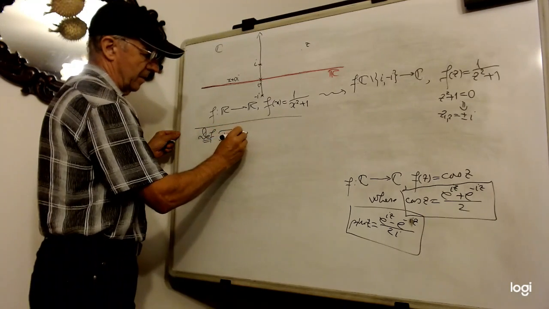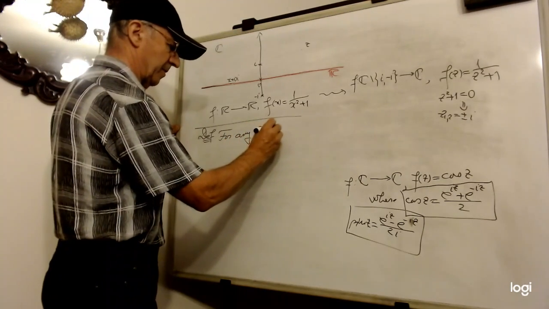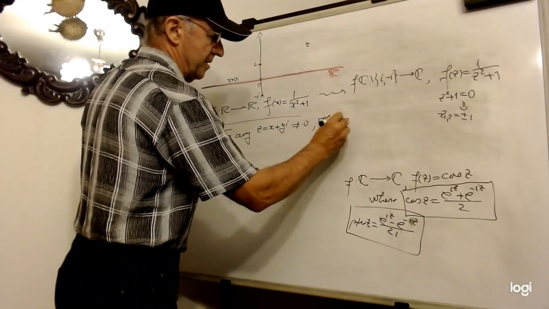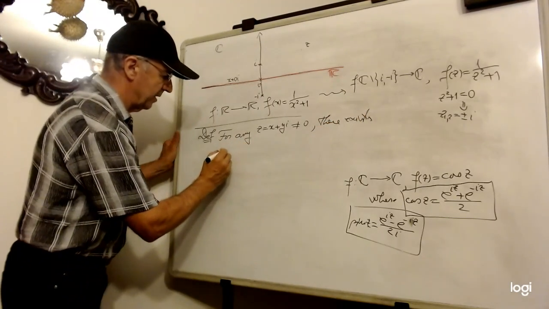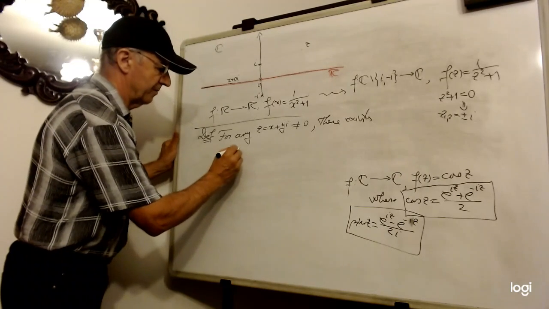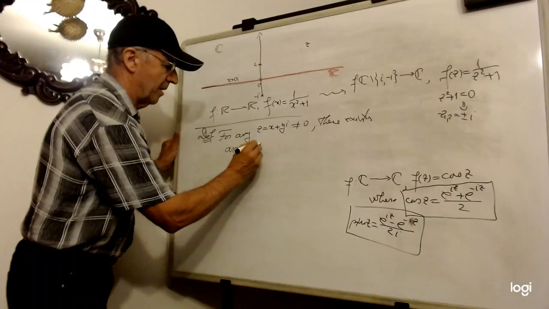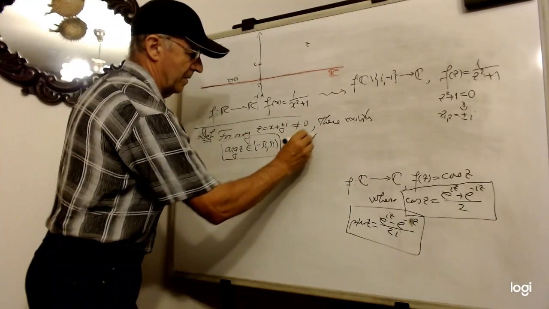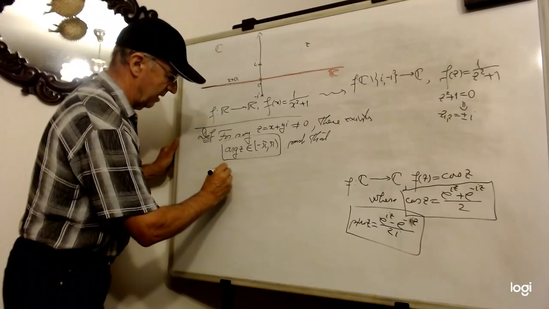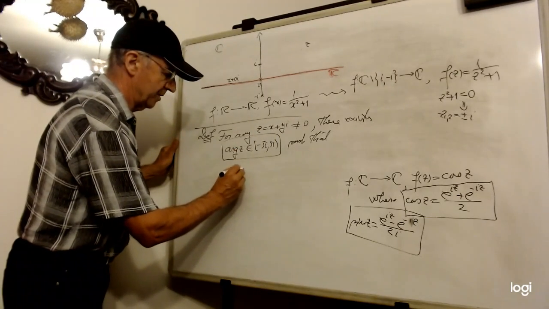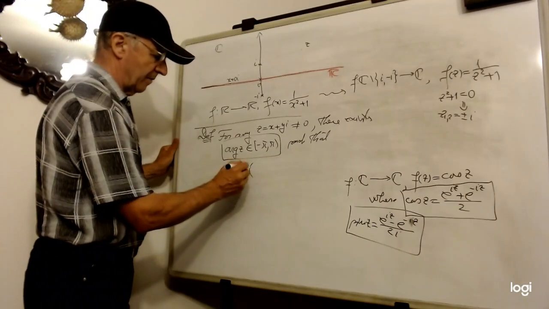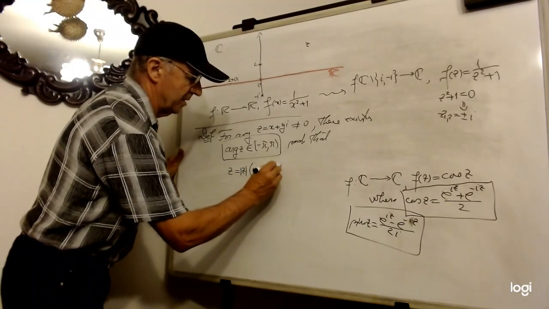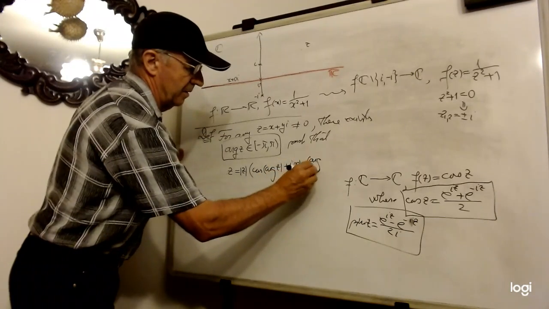For any complex number z = x + iy different from 0, there exists a number we denote argument of z in the interval minus pi, pi, such that z, our complex number, can be written as modulus of z times the trigonometric form of a complex number, cosine of argument of z plus i sine argument of z.